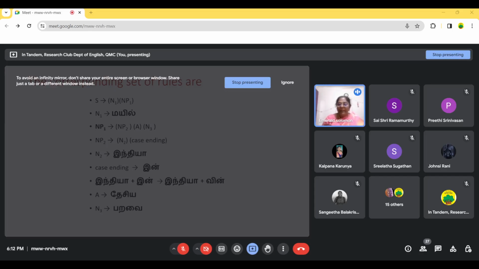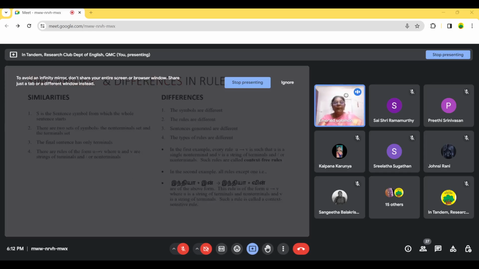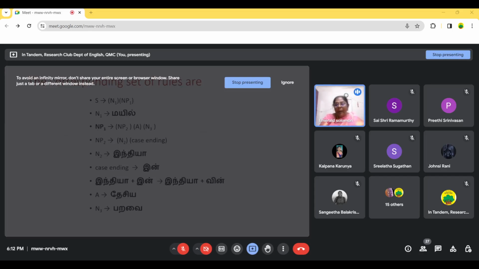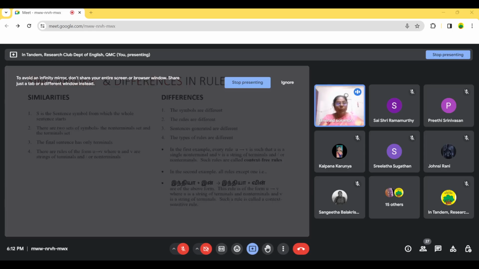That is India plus in becomes, that case ending is in. So in Tamil grammar, when I add India plus in, it becomes Indiavin. So that's a difference in the Tamil grammar. So if you see here, the rules are quite different from the rules which you saw in the first one. For example, can you move to the next slide? So I'm just showing you what were the similarities in both and what were the differences in both.